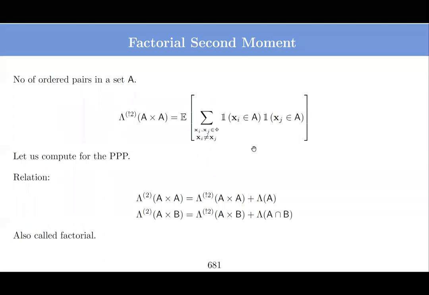We can compute these values for the PPP case using the method we discussed in the Campbell-Mecke theorem, and you can show that for a homogeneous case this is equal to lambda square into size of A into size of B. Okay, we have done this exercise. So for A cross A, this will be equal to lambda square into size of A square.